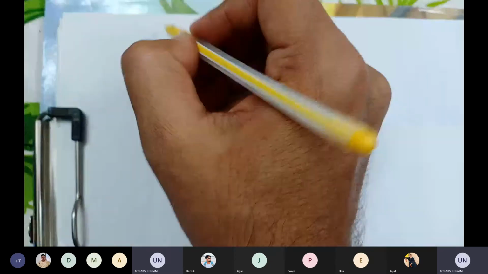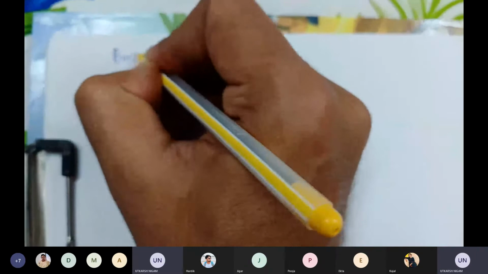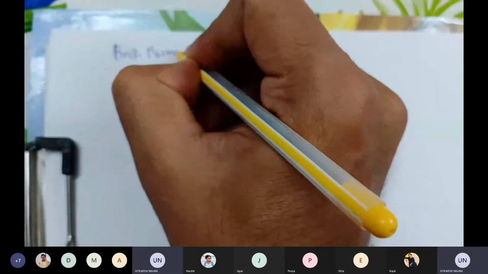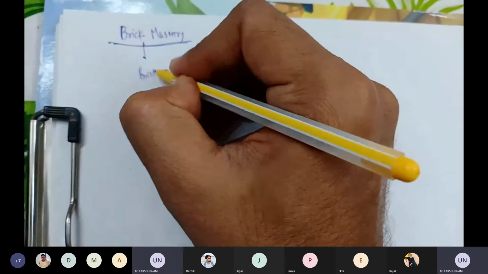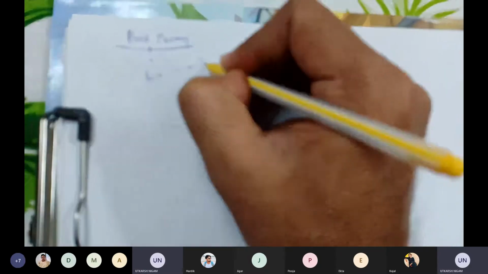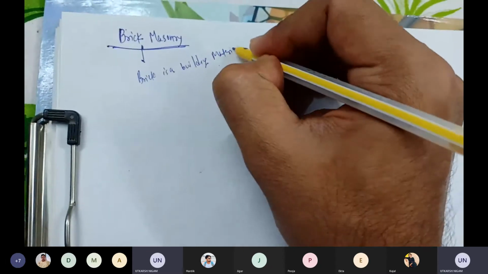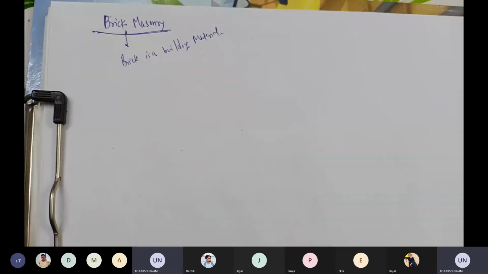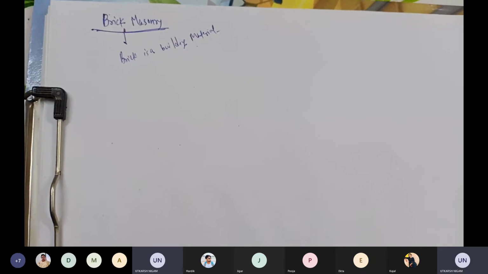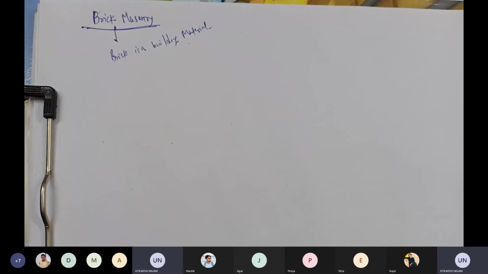Now we will proceed towards one more important topic, that is brick masonry. First of all, what is a brick? Brick is a building material formed from earthen material. The construction of brick units bonded together with mortar is brick masonry.